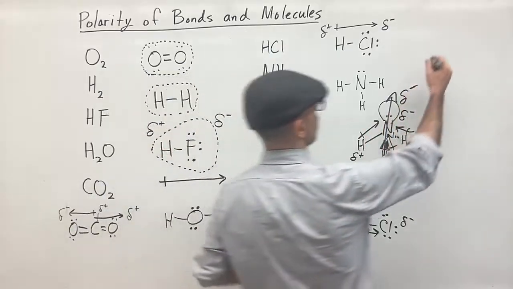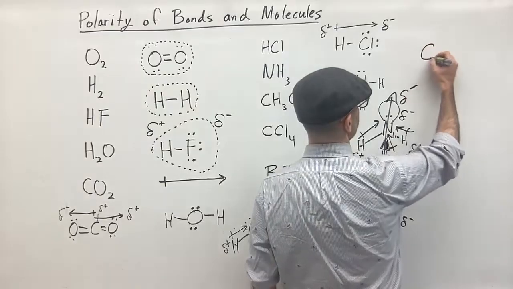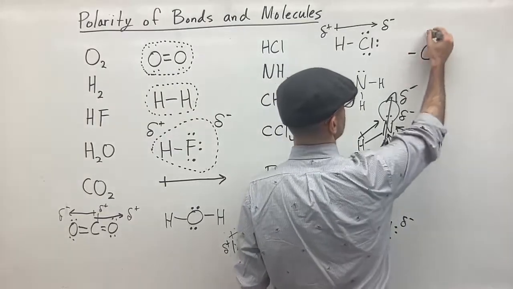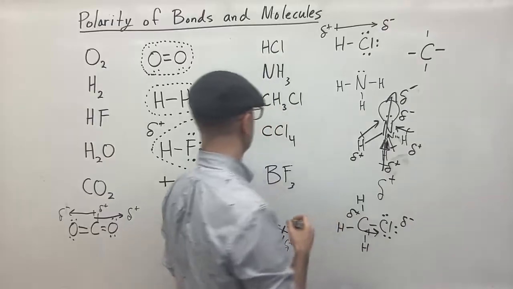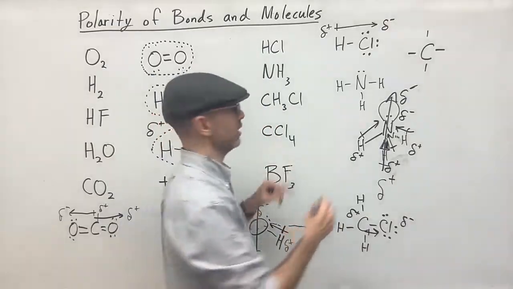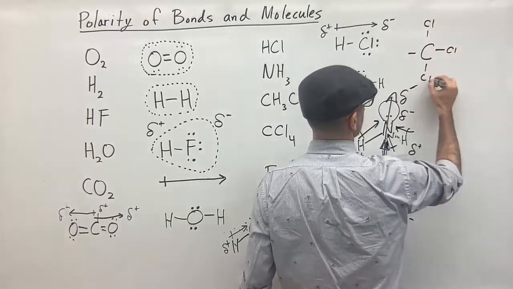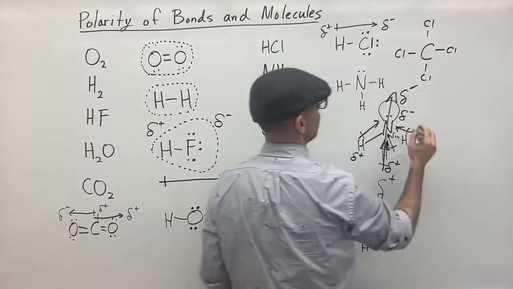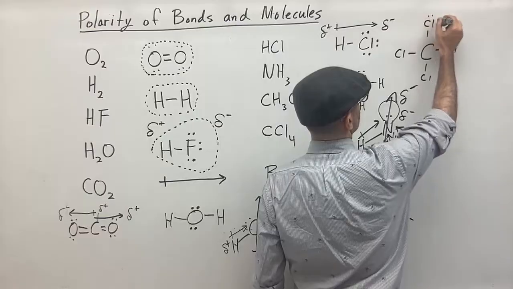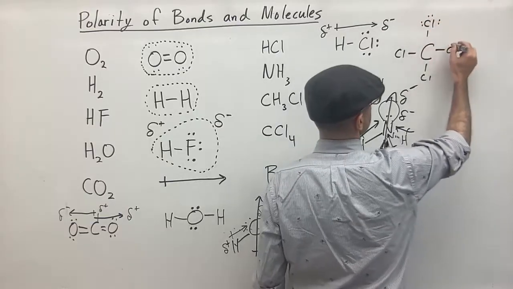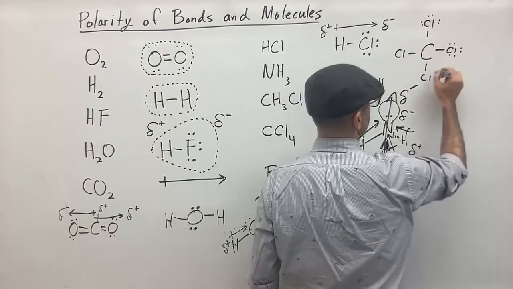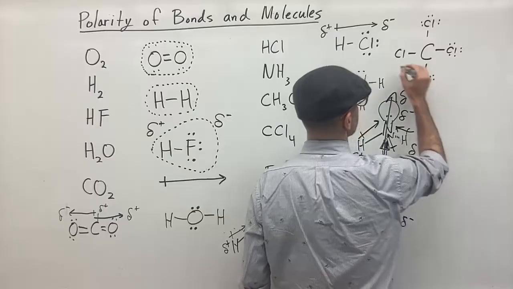So let me draw the Lewis dot structure up here. So here I have my four chlorines. I'm going to have a chlorine here, a chlorine there, a chlorine there, and a chlorine here. And if I put my lone pairs on the chlorines, this would be the correct Lewis dot structure.